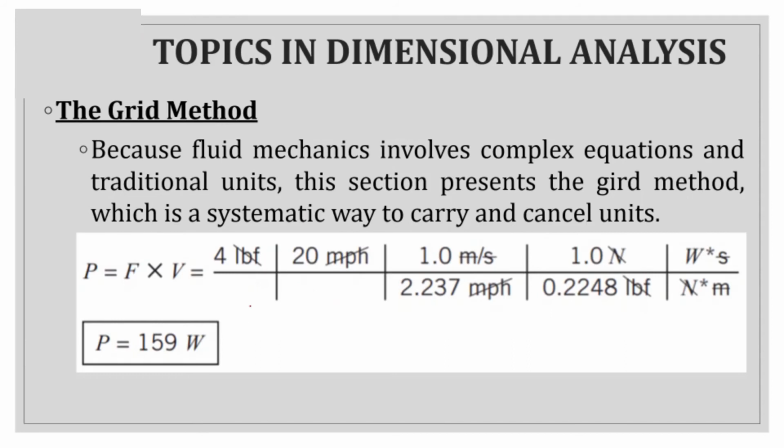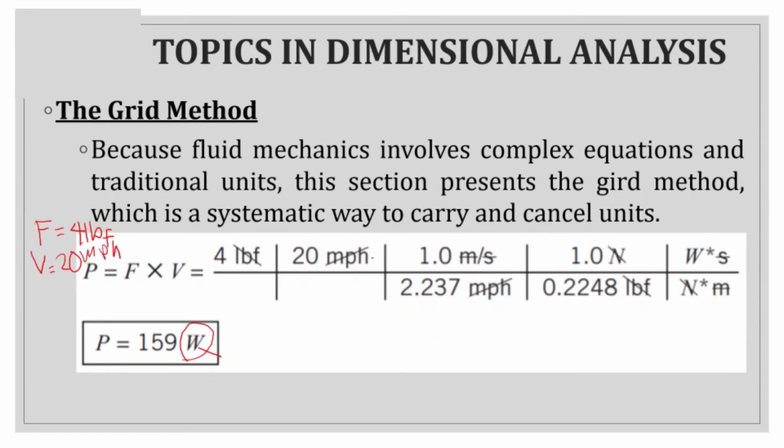So maybe we are tasked here to get the power in watts. Okay, that is a typical unit of power in SI. So say we have this given F here. F is equal to 4 pound force, that is a force, times the velocity. So our velocity is 20 miles per hour.